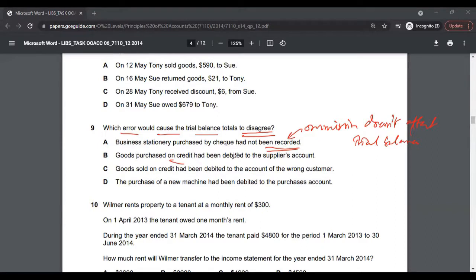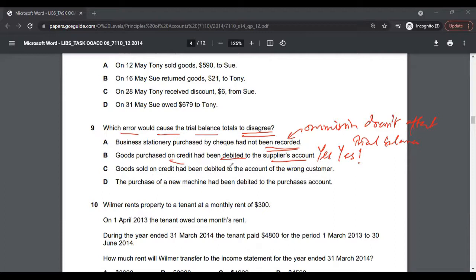Option B: Goods purchased on credit had been debited to the supplier's account. Yes, this sounds right. This is an error. You have purchased something on credit, but that has been debited to the supplier's account. So this is something that sounds very right. Let's look at option C and D as well.